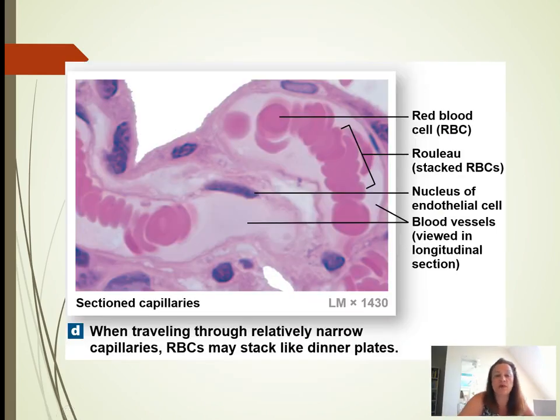Here is a picture of them as they travel through the capillaries. You can see how they stack on top of each other, right? So they don't travel this way. They travel this way, stacked on top of each other. But in the larger vessels like the arteries and veins, they will spin around.